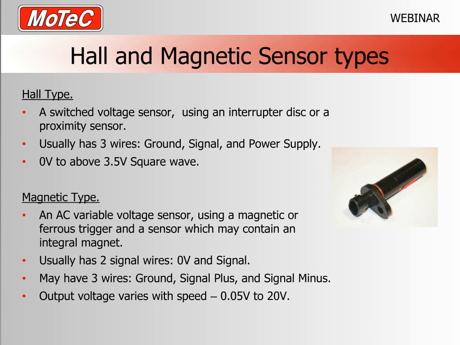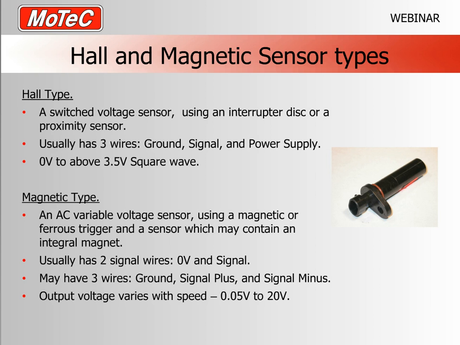Now the two simplest types again are the Hall type, and this is a switched sensor which uses an interrupter disc or some sort of proximity type of system on a gear, for example. And these sensors usually have three wires. They have a power supply, a ground, and a signal wire which goes to the ECU, which is the actual triggering signal. And typically they effectively act like what you might consider a set of points on an old-fashioned distributor. And that is that they switch the triggering signal to ground.